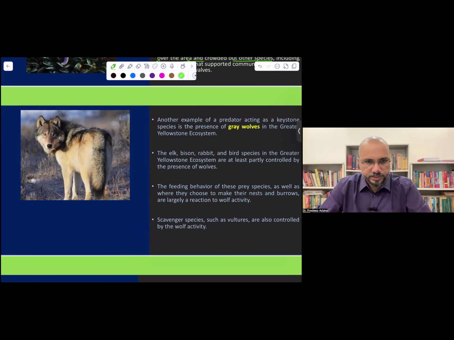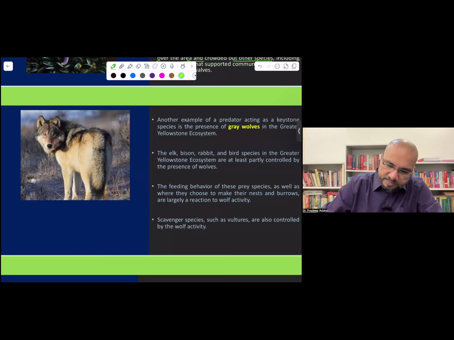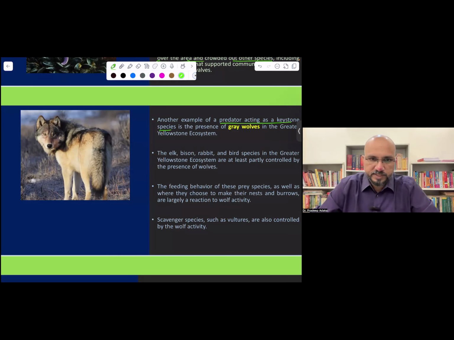Now let us also look into another example. So this is gray wolves. These are very important, a very important organism in an ecosystem. Okay, so they are the predators. So another example of a predator that is acting like a keystone species is gray wolves in the greater Yellowstone ecosystem.